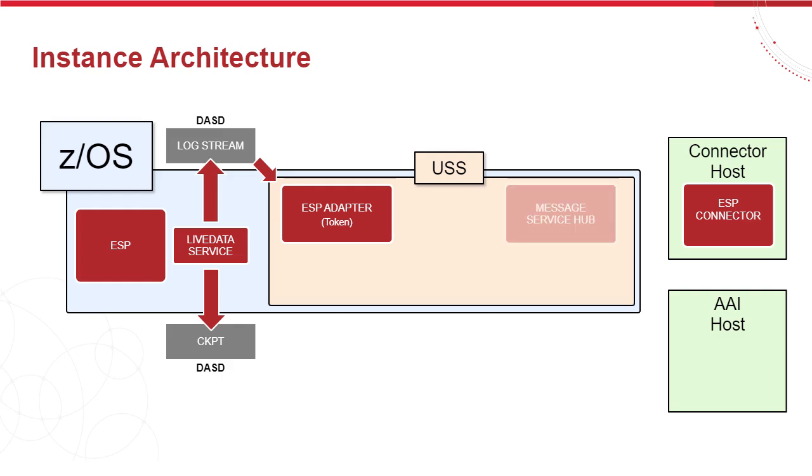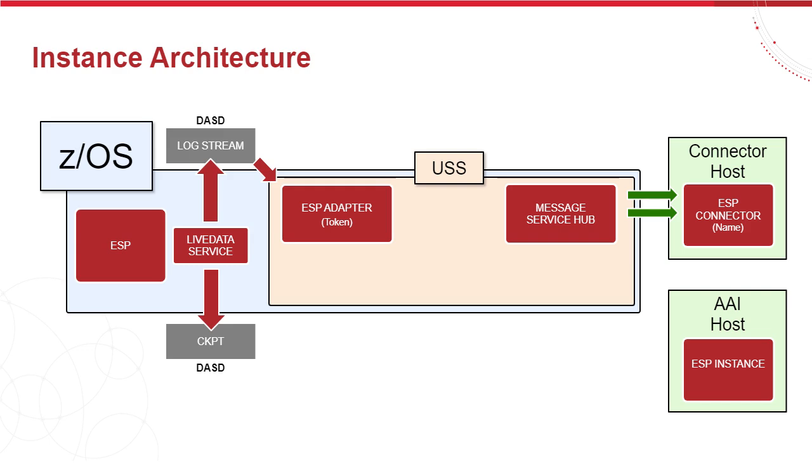The Message Service Hub, which is based on Apache ActiveMQ technology, distributes the MQ messages data to every single ESP connector throughout the broader environment. The connector is installed on a dedicated distributed system, either Unix or Windows, and has a name. The connector is configured in the AAI web interface with both the connector name, but also the ESP adapter token name. The connector registers itself with AAI, which means that data files it receives have both the token and connector name, and the chain is complete.